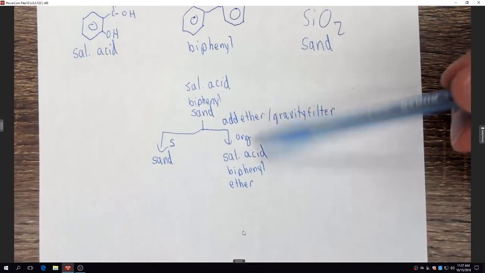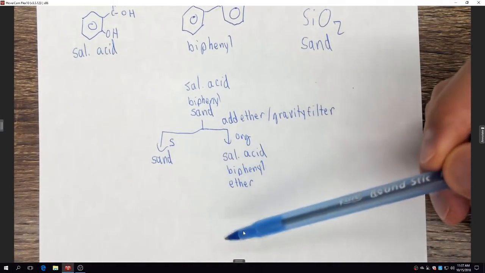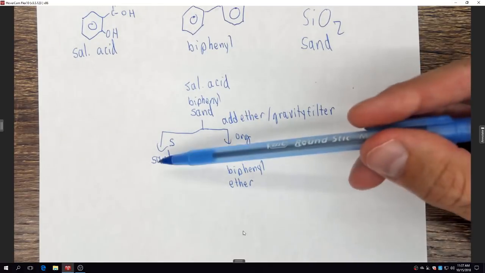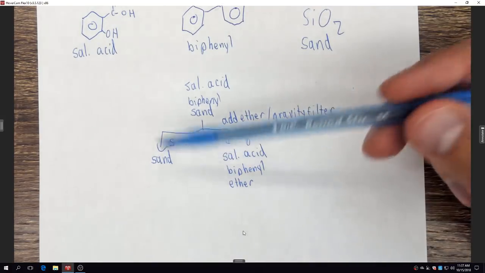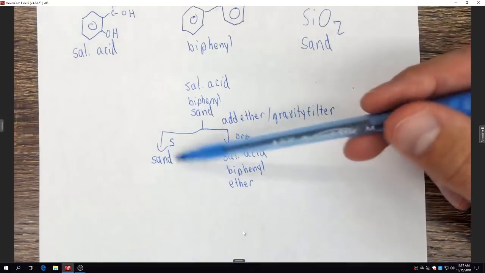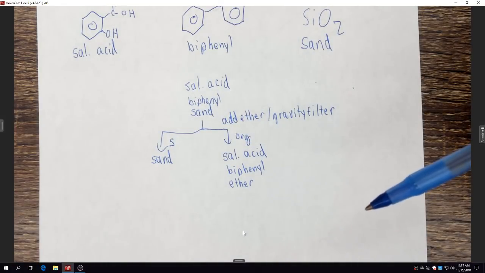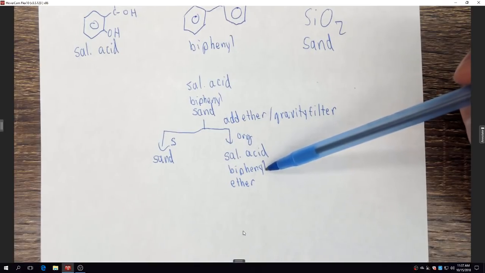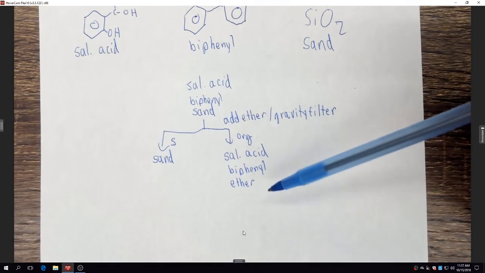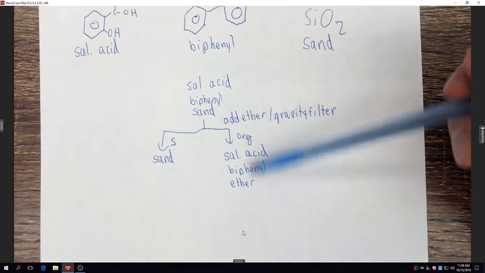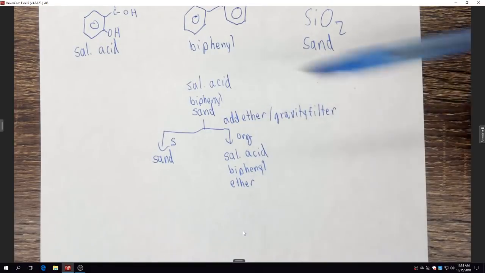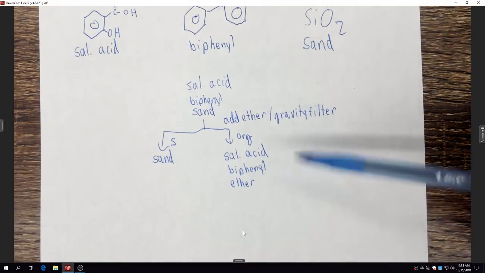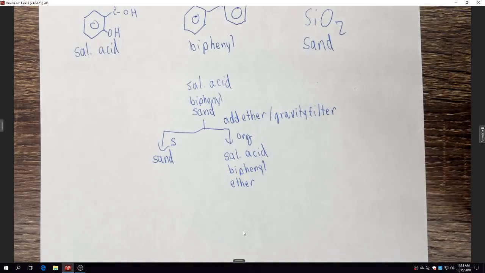Okay, so we've separated successfully our sand, and we should get about 0.666 whatever grams, a third of the 2 grams, as sand. Now, we have salicylic acid and biphenyl dissolved in ether. And we need a way to separate these 2 molecules. Does anybody know what we're going to take advantage of to separate these 2 molecules?